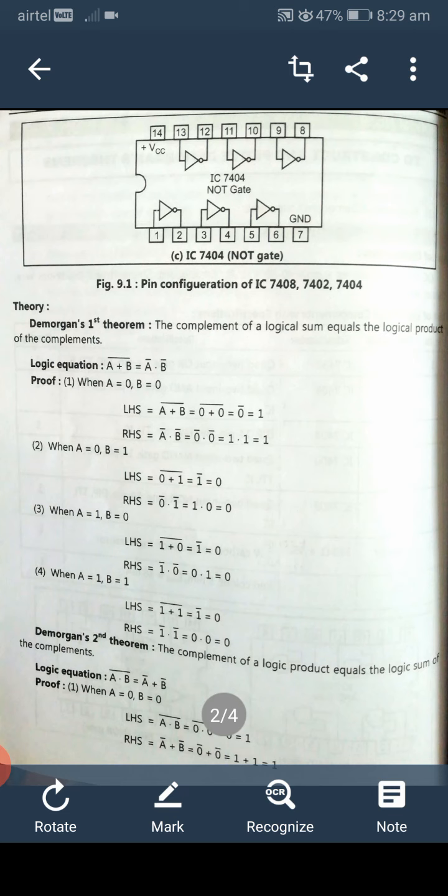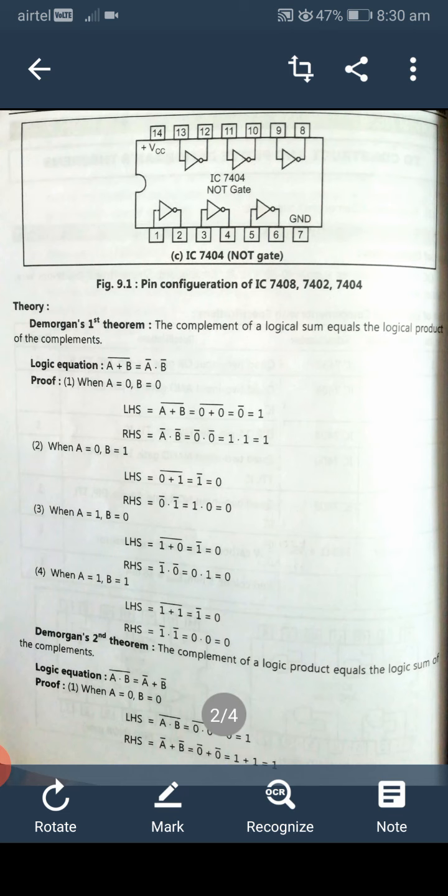Similarly, second case, when A is equal to 0 and B is equal to 1, left hand side is equal to complement 0 into 1, and that is equal to complement 0, and complement of 0 is equal to 1. Similarly, right hand side, complement 0 plus complement 1, then that is equal to complement 0 is equal to 1 plus complement 1 is equal to 0, and 1 plus 0 is equal to 1. Left hand side is equal to right hand side.